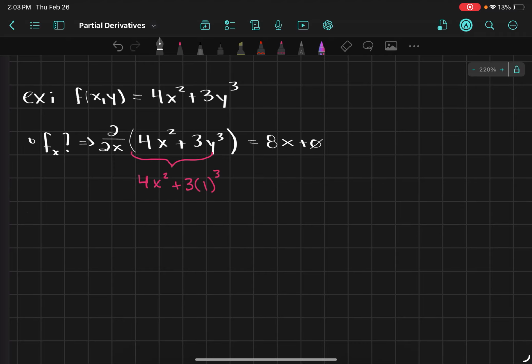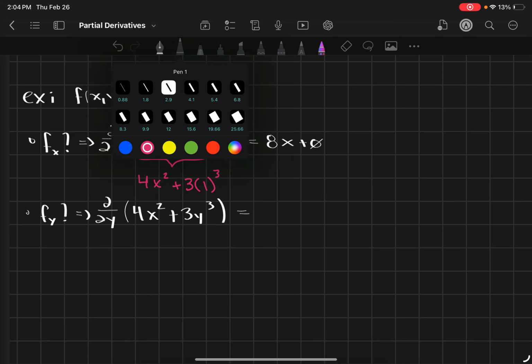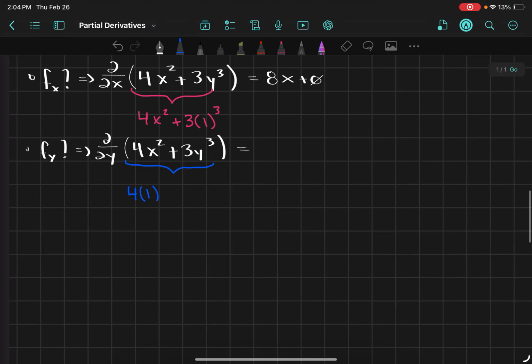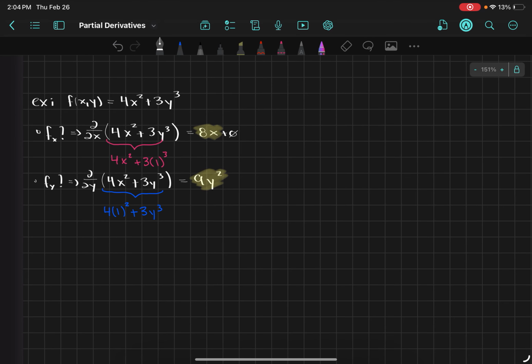Well, let's go ahead and do the exact same process for f sub y, the partial of y. What is this? The partial derivative of the function in terms of y. So we have our 4x squared plus 3y cubed, which is going to equal what? Well, let's just go ahead and set our x equal to some constant. 4 times 1 squared plus 3y cubed is essentially what we have. Just using the power rule, we have 9y squared. That is our answer for the partial derivatives of these functions.